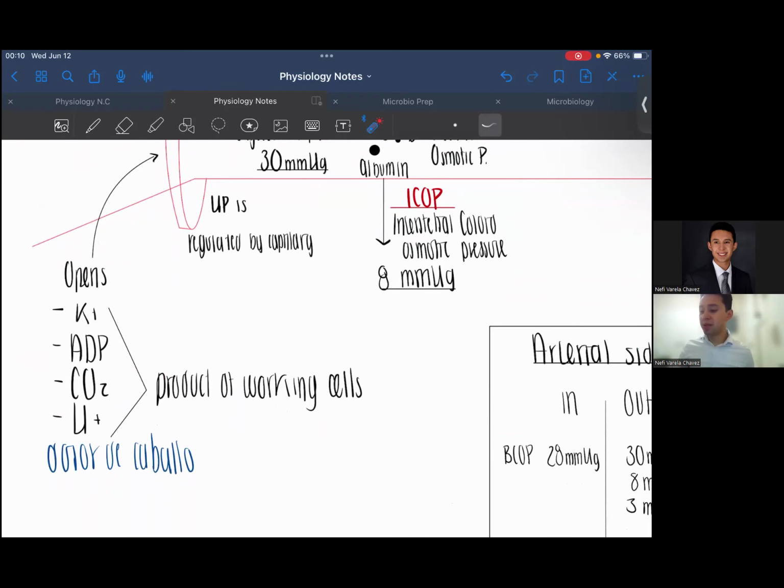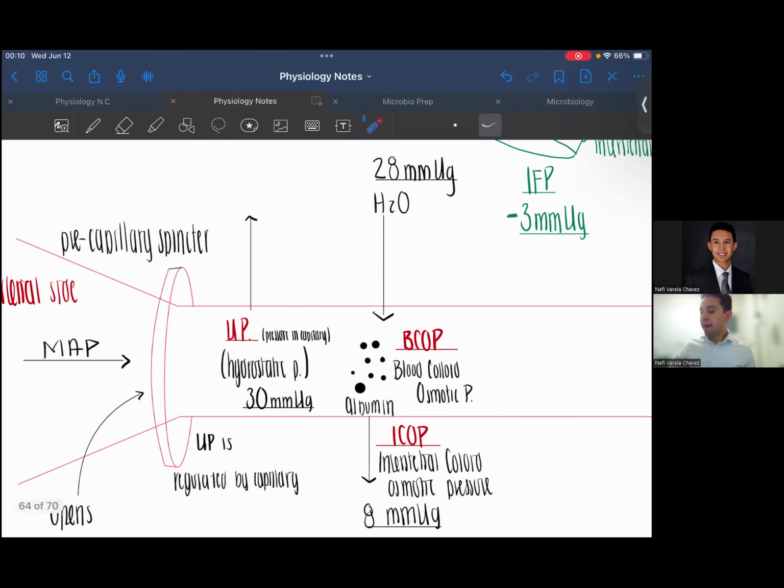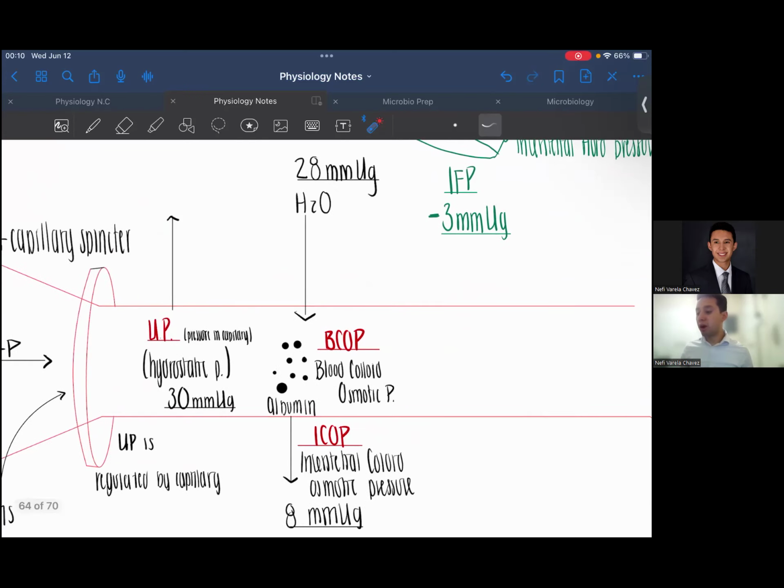It's like that door in the supermarket that closes or opens when someone stands next to it. And what's going to make this open? It's going to be potassium, ADP, carbon dioxide, and hydrogen. In the presence of those, they're going to be like those doors in the supermarket that let these open. So here we're going to have some driving forces, some pressures that influence liquid to go inside or outside of the artery.